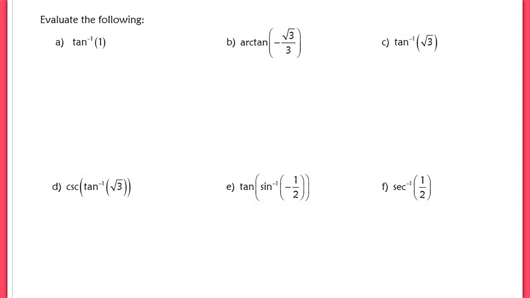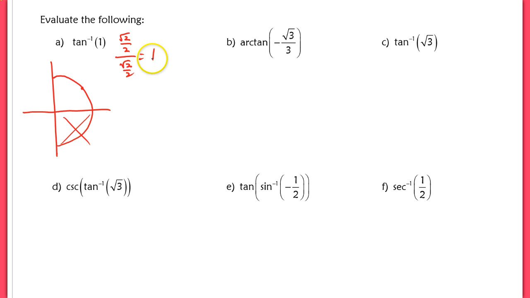So we've got the inverse tangent of 1. Now if you're thinking in reference to just those values that we want, in the first or fourth quadrant, the tangent function is going to be positive 1 in just the first quadrant, so we're not going to use the fourth at all. So the tangent function is equal to 1 at pi over 4, because that's where you have the ratio root 2 over 2 over root 2 over 2, which is why you get 1. So this is pi over 4.